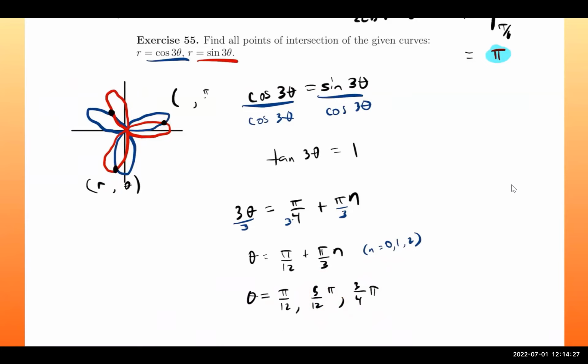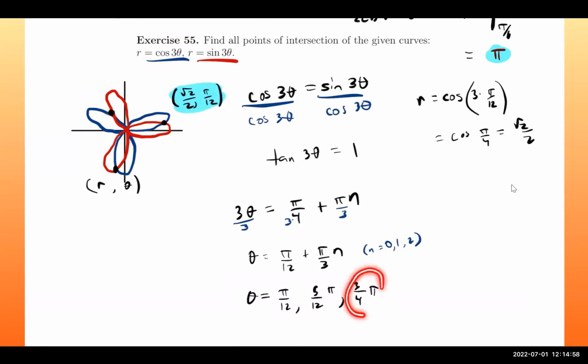For this one, we said the angle is pi over 12. And the radius, or r, you can plug into either of the 2 equations. It doesn't matter. I'll just plug it into the first one. If you plug in pi over 12, you're going to get r equals cosine of 3 times pi over 12, which is the same thing as cosine of pi over 4, which is radical 2 over 2. So that's one answer.